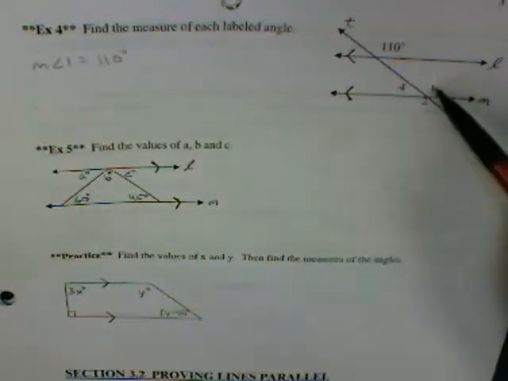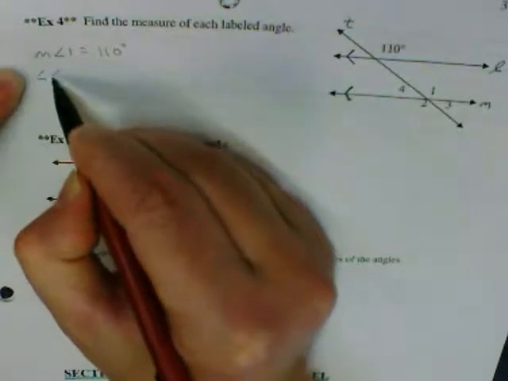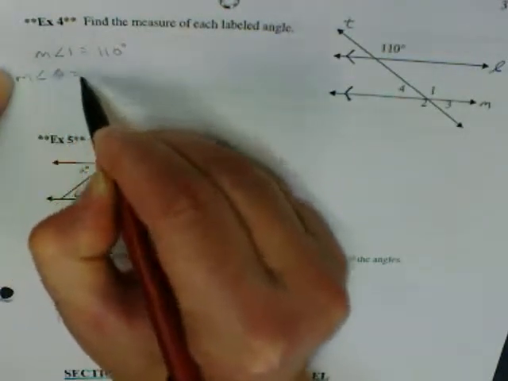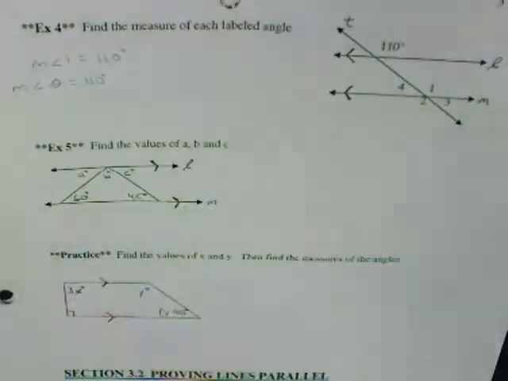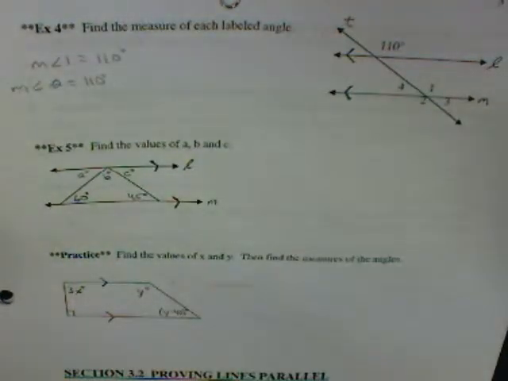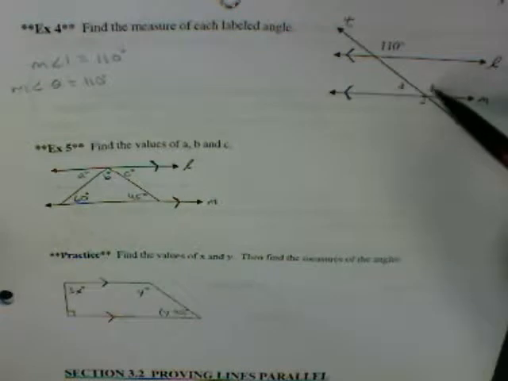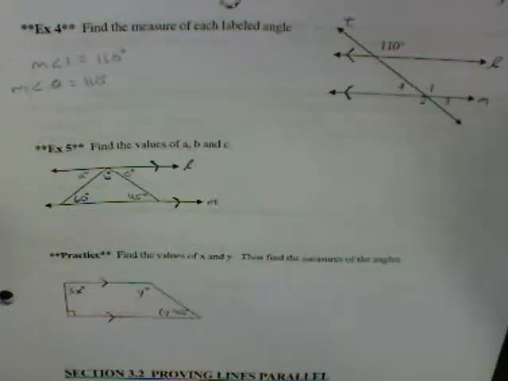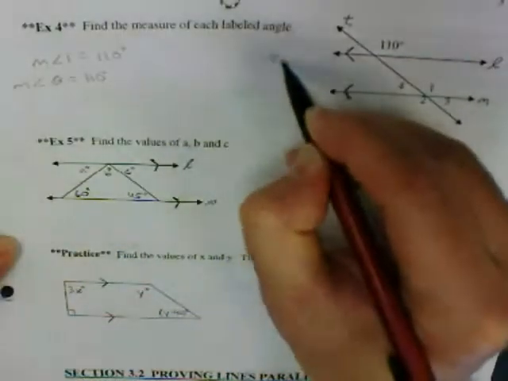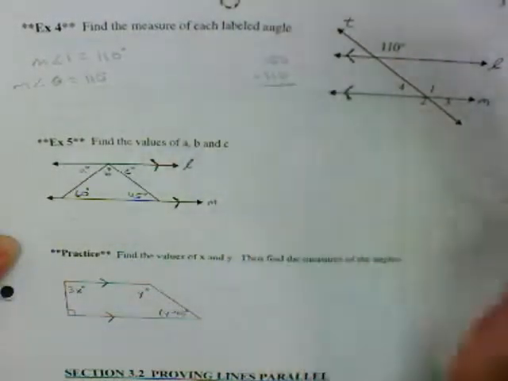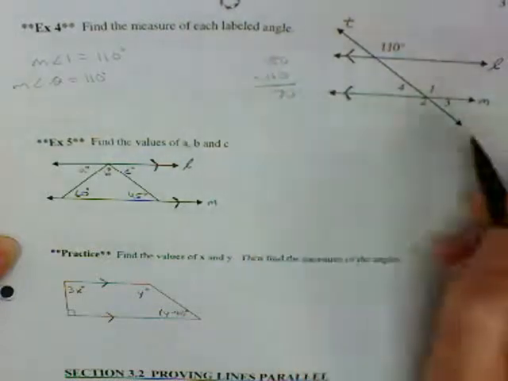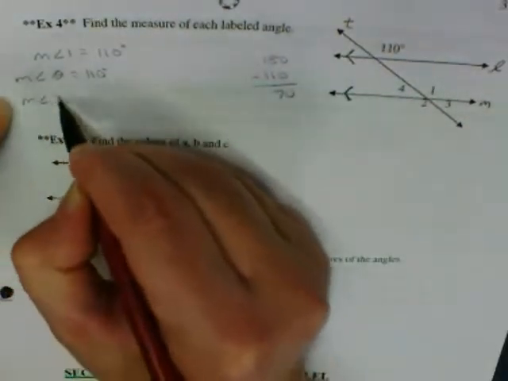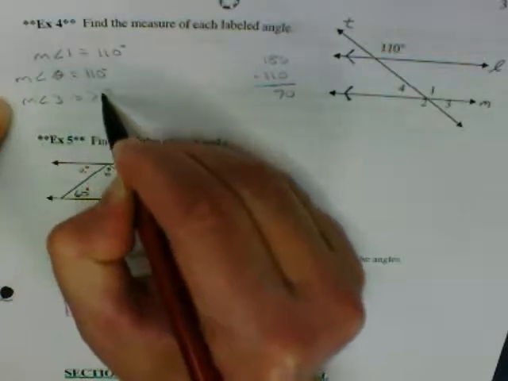Well, if 1 is 110 degrees, then right across from it is angle 2. They're vertical angles. They have to be the same exact measure. So now we know that the measure of angle 2 is 110. Well, 1 is right next to 3 here. They're adjacent to each other, and they add up to a straight line, which means they've got to be supplementary. So if you take 180 and subtract 110 from it, you get 70 degrees. So angle 3 has to be 70 degrees.